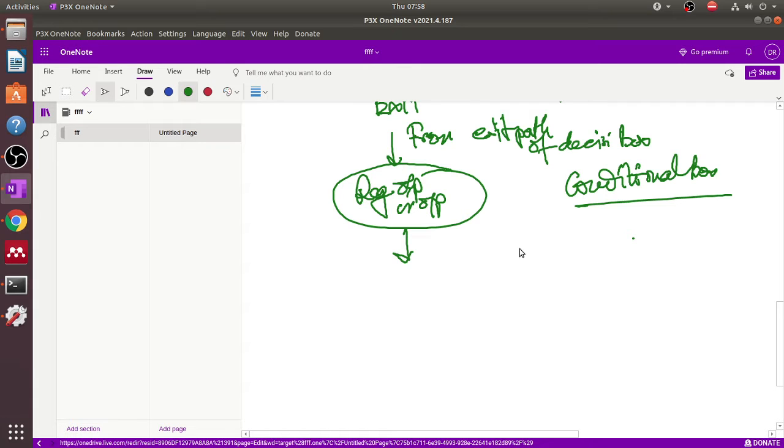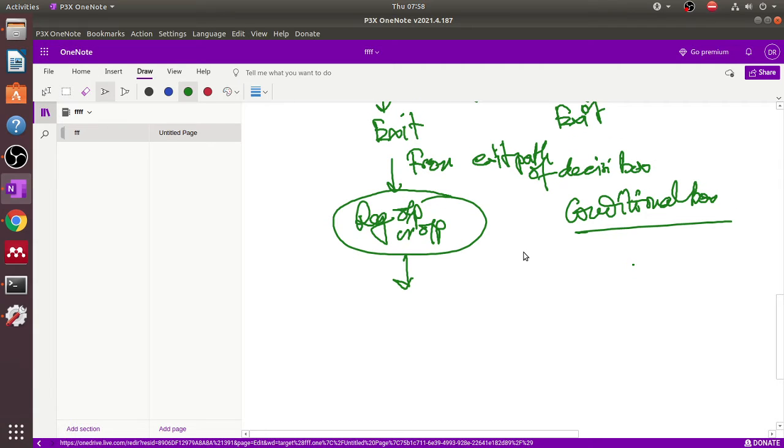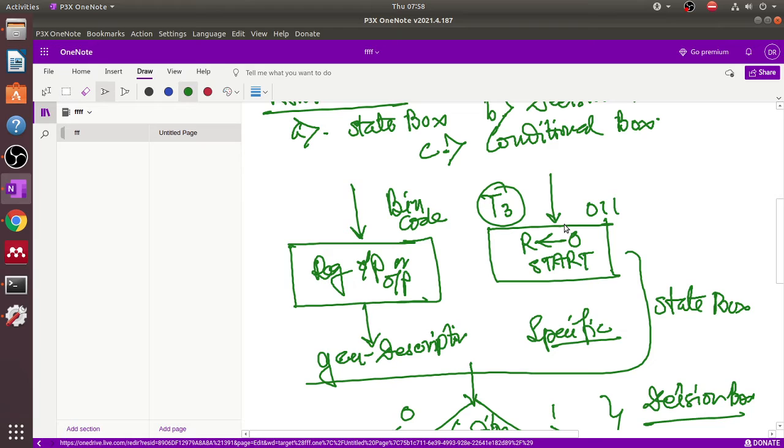Here three different states are described by this. So now here we define some parameters. First of all, T3 is the timing state. The state has the symbolic name T3. The binary code assigned to it is 011. Inside this box, look here, this is the binary code assigned, and T3 is a timing state.